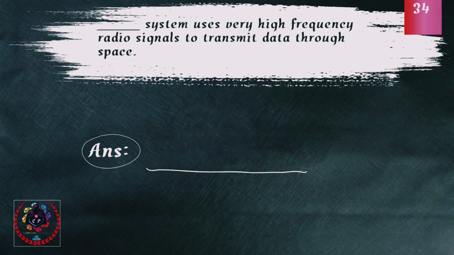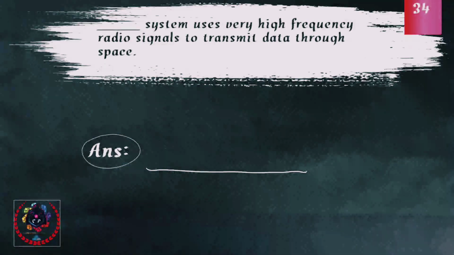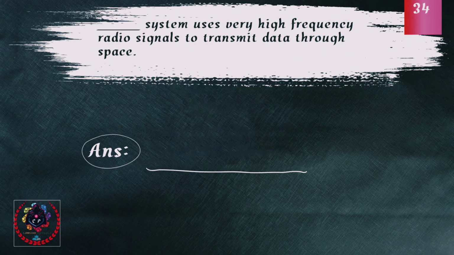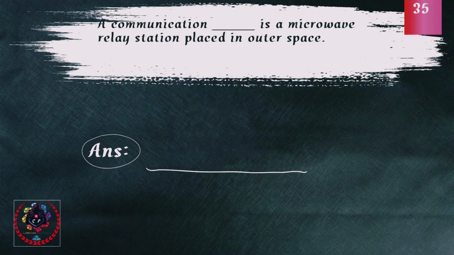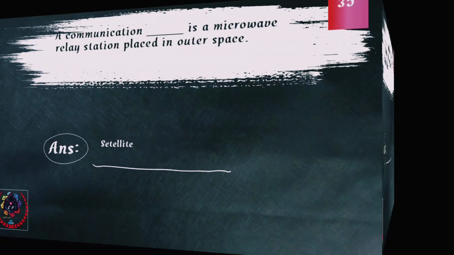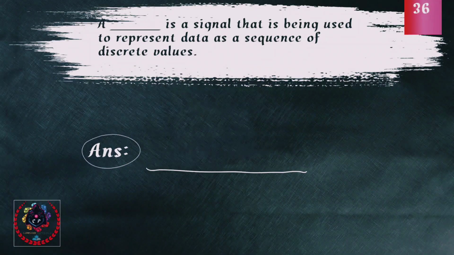A microwave system uses very high frequency radio signals to transmit data through space. A communications satellite is a microwave relay station placed in outer space. A digital signal is a signal that is used to represent data as a sequence of discrete values.